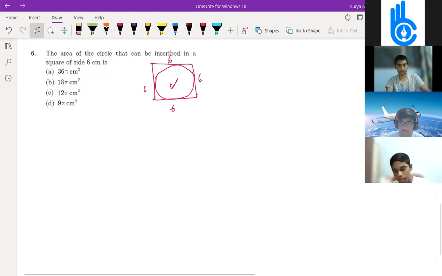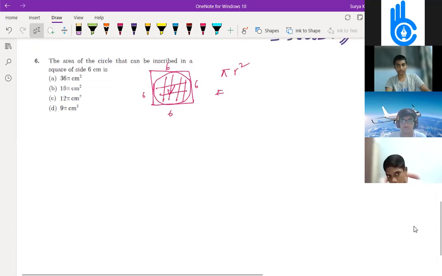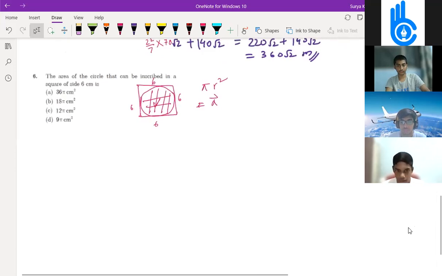This one's easy, right? Only pi r square, no? Yeah. So pi is pi as it is, you put. What is the radius? 3. So 9 pi centimeter square, correct? 9 pi centimeter square. Option D. Super.